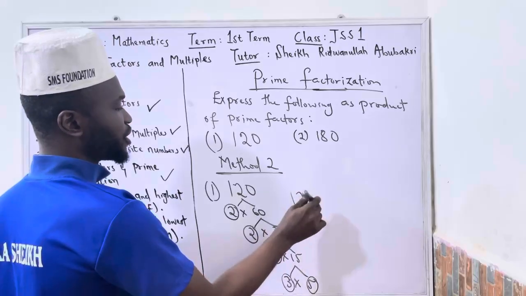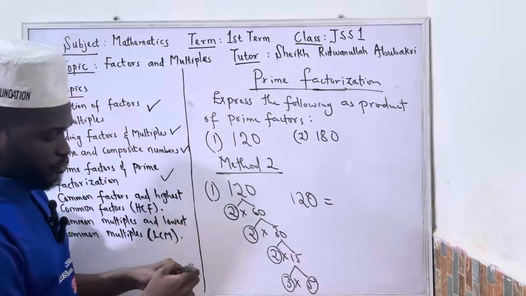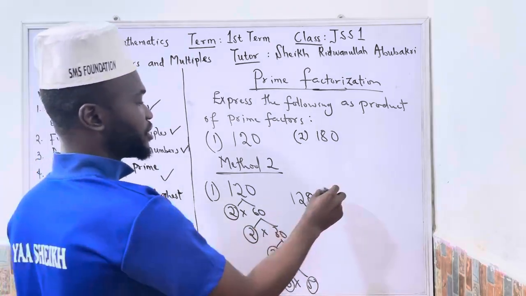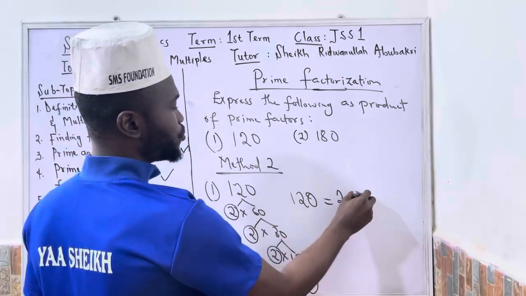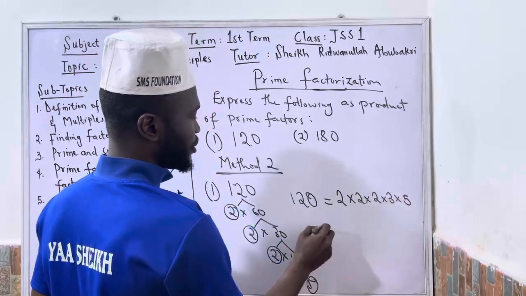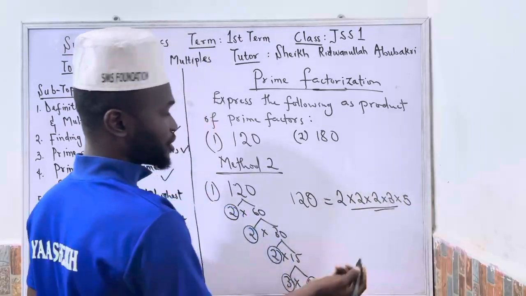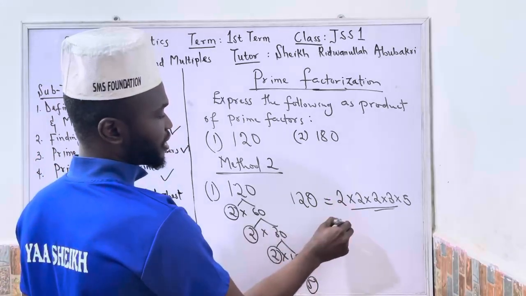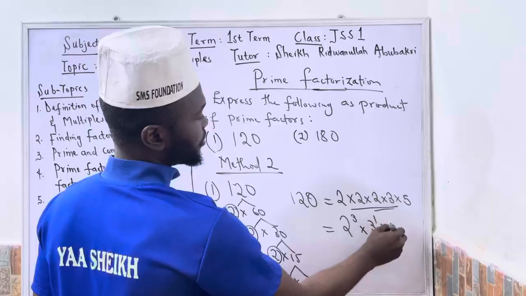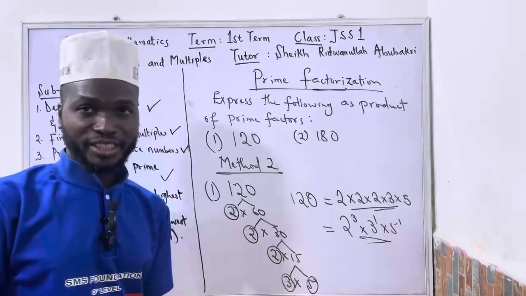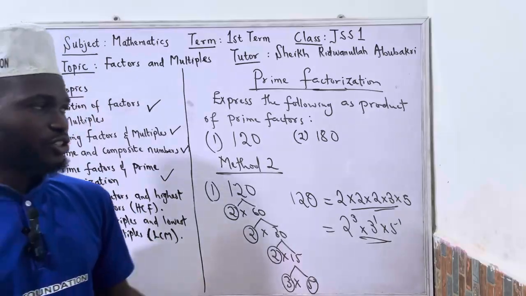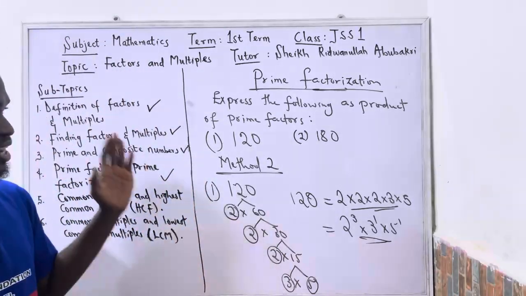That means 120 will be equal to 2 times 2 times 2 times 3 times 5. So this is the answer. But in index form, I can still write it as 2 raised to the power of 3 times 3 raised to the power of 1 times 5 raised to the power of 1. So you can see that we have the same answer. No matter the method, you must get the same answer.